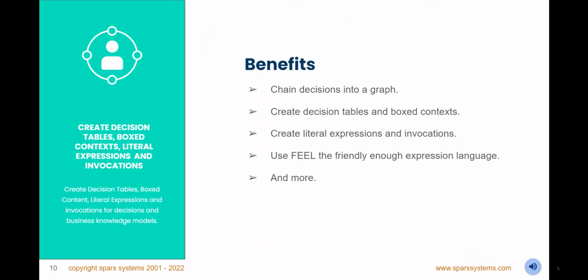Create decision tables, boxed contexts, literal expressions, and invocations. In this topic, you will see how to create all of these expression types for decisions and business knowledge models. By the end of the topic, you will have seen benefits, including chain decisions into a graph, create decision tables and boxed contexts, create literal expressions and invocations, use FEAL, the friendly enough expression language, and more.